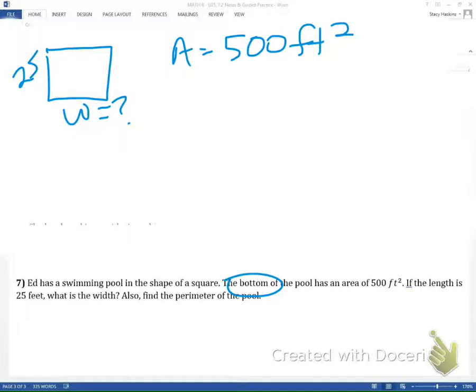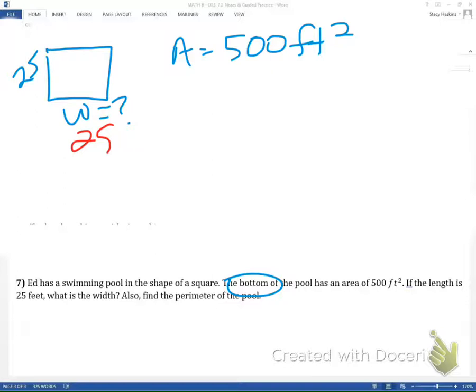Now, I'm going to give you a helpful hint. It says that the shape is a square. They give you a length of a square. What would the width be? Do you even have to use that area formula at all? No. Remember that all sides of a square are the same. So the width is also just 25. That was pretty easy.